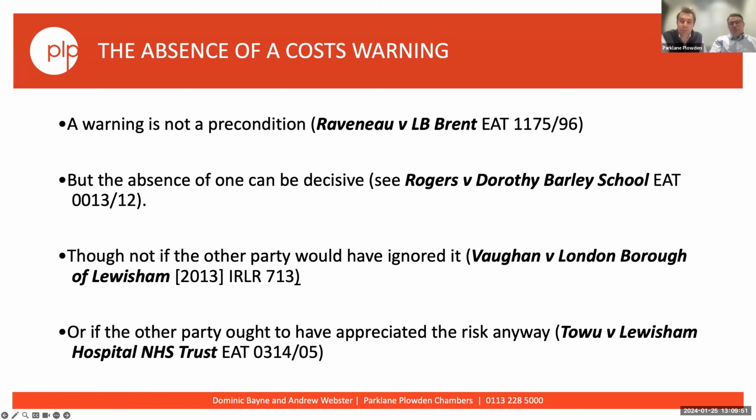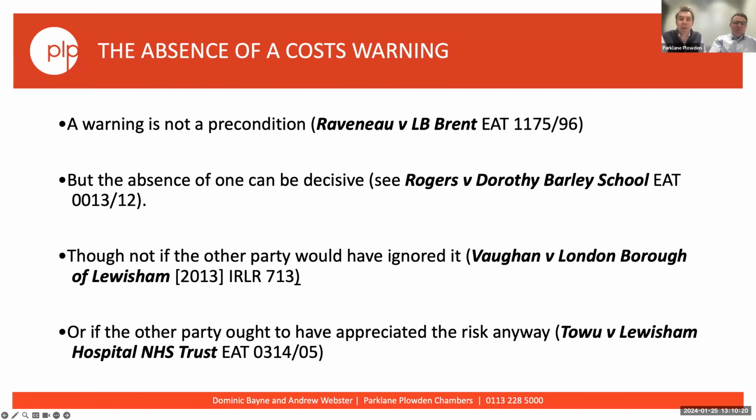Same thing, or similar thing, in the Tohu case. The claimant was a professional man. He brought an earlier employment tribunal claim. He should have appreciated the seriousness of the allegations that he was making, and he should have appreciated the desirability of taking legal advice. So again, the lack of a cost warning in that case didn't mean that the tribunal was wrong to make the order that they did.